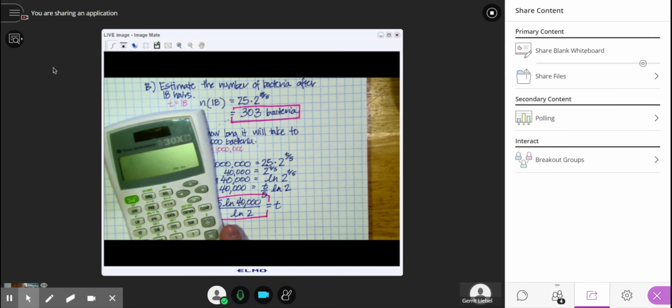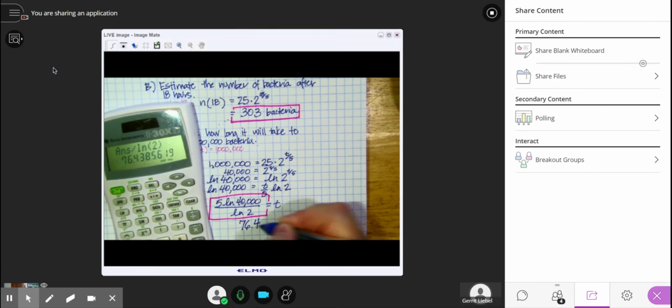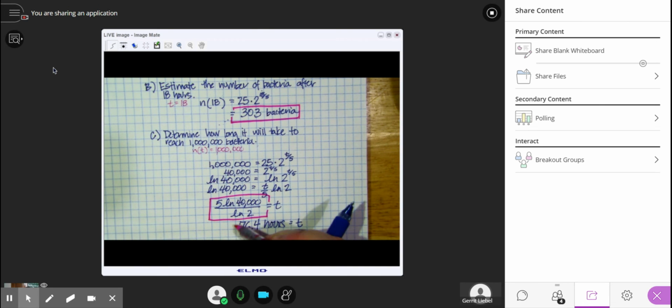So I am going to need to use the calculator. I'm going to do 5 times the natural log of 40,000. And then I'm going to divide that by the natural log of 2. And I get about 76.4 hours is my time. So it'll take a little over 3 days to get 1 million bacteria.